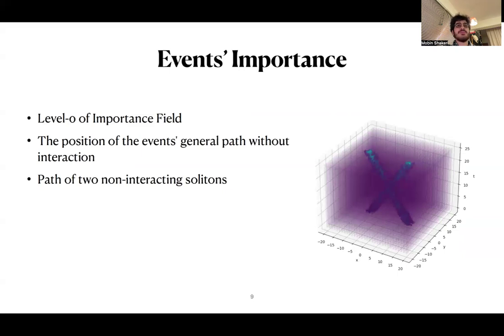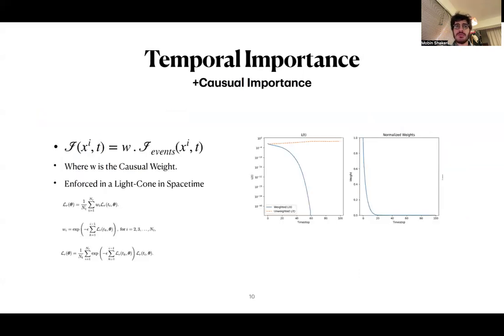The level zero importance field, in defining the importance field, is the event's importance, which accounts for the position of boosted events towards each other, without any interaction with each other. So having that event's importance defined, now additional to that, temporal importance, which incorporates the causal structure of space-time.